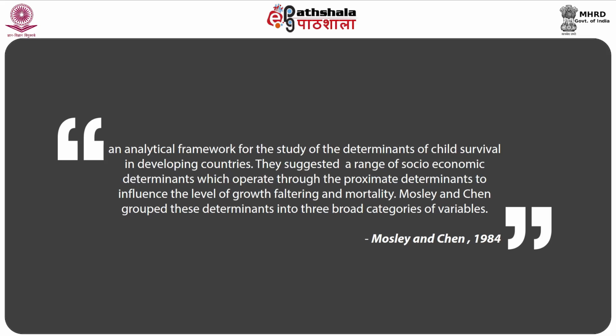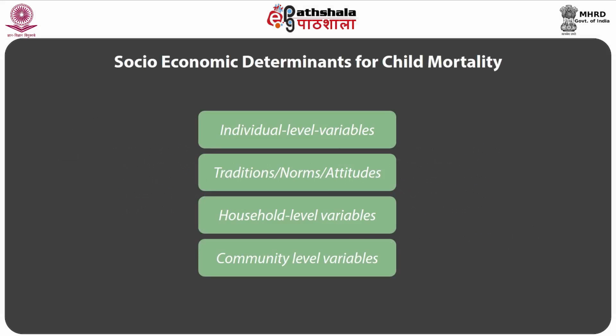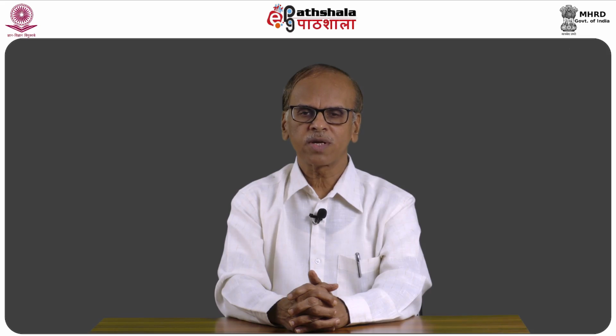They suggested a range of socio-economic determinants which operate through the proximate determinants to influence the level of growth, faltering and mortality. Mosley and Chen grouped these determinants into 3 broad categories of variables, socio-economic determinants influencing child mortality through proximate determinants: 1. Individual level variables, 2. Tradition, norms, attitude, 3. Household level variables, 4. Community level variables.